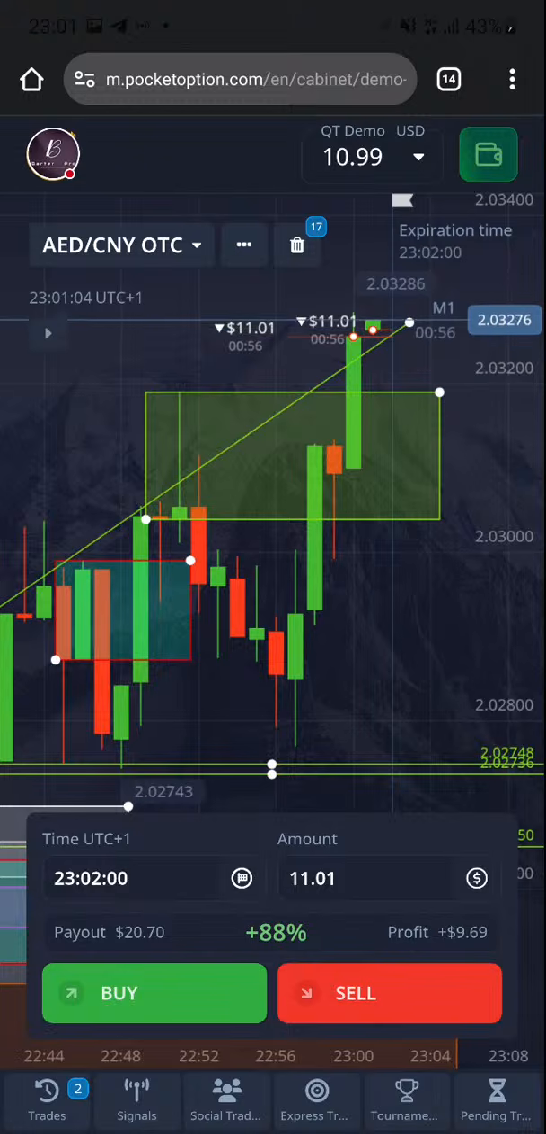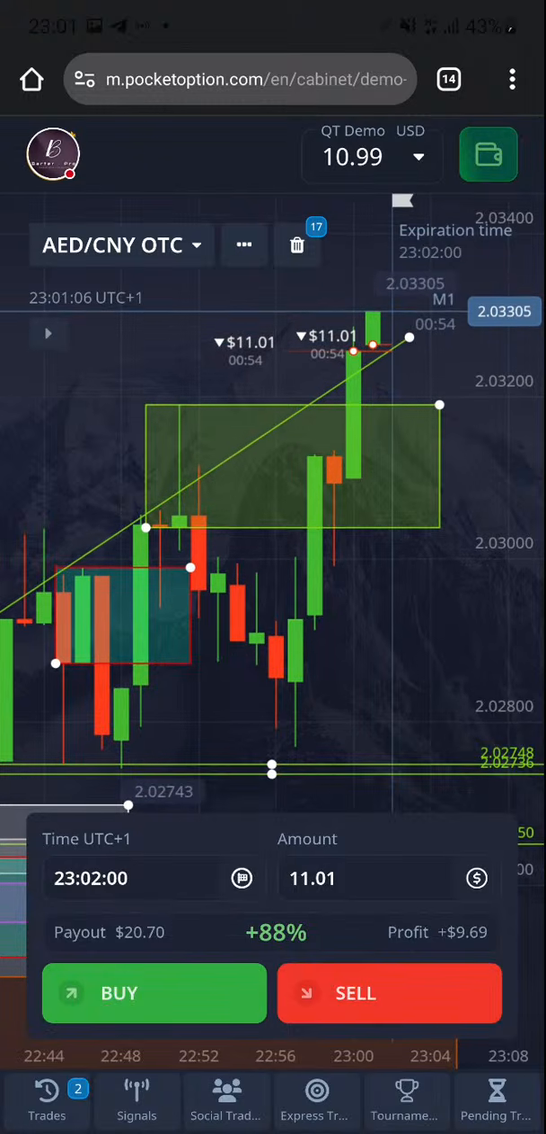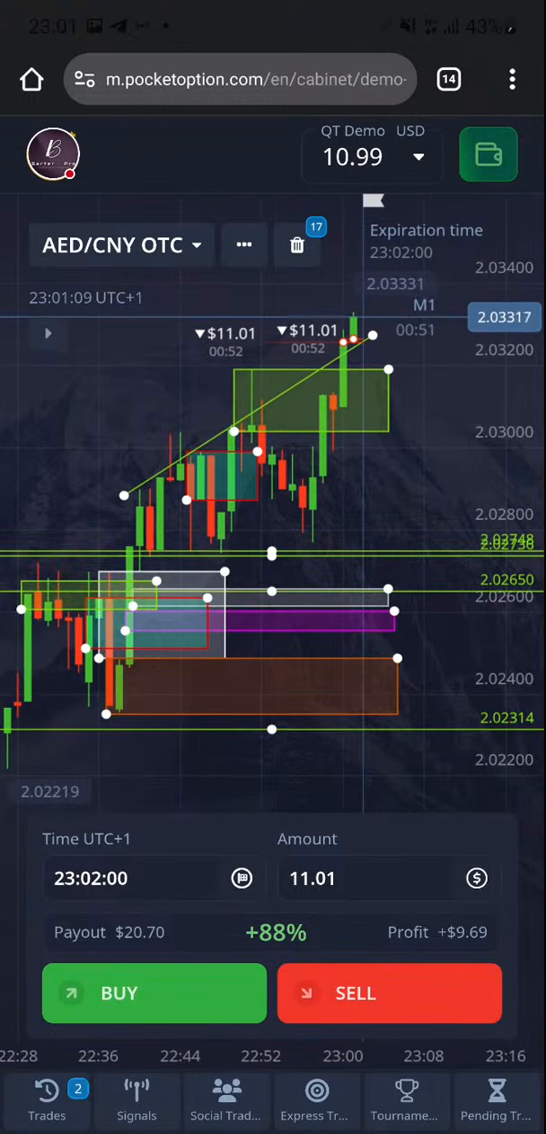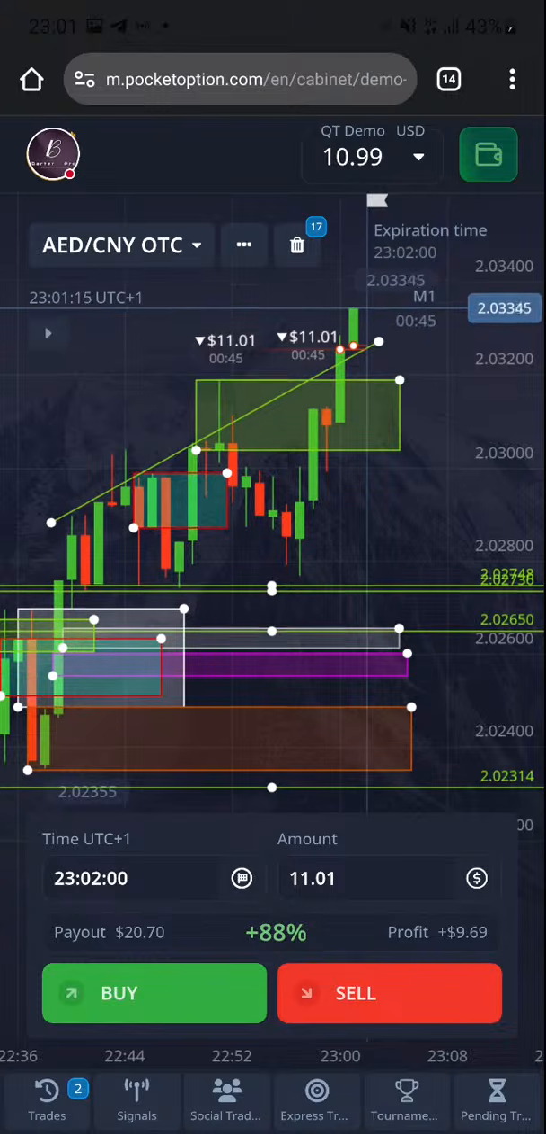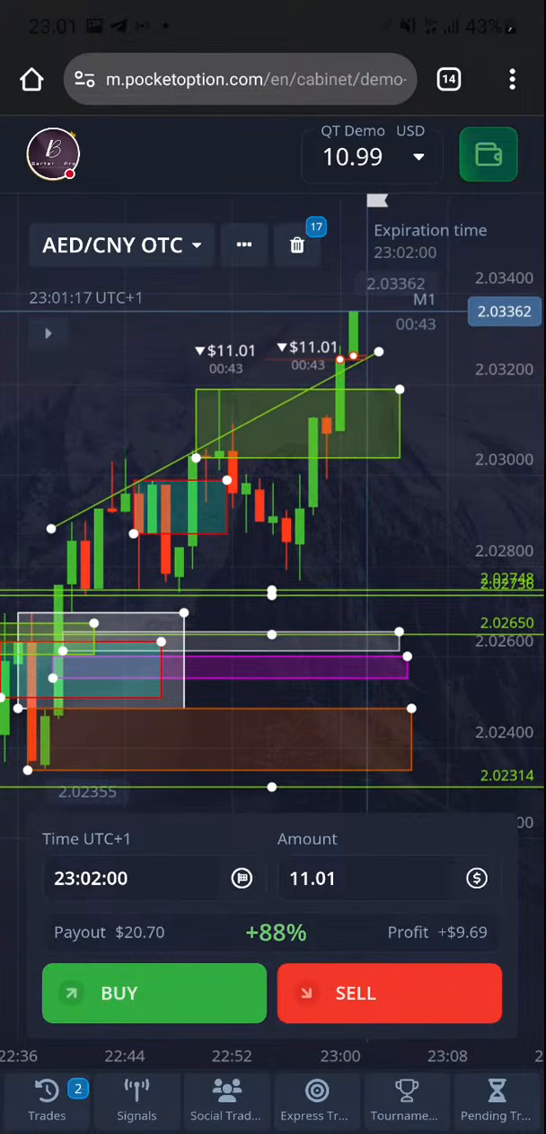You understand? I'm expecting a red candle to happen here. If it doesn't happen, it's fine. But in a way, we have a break of structure. We should have a red candle. The sellers should come in.